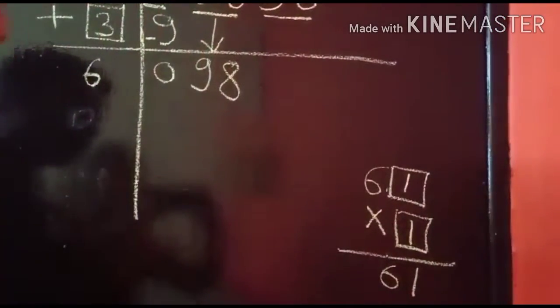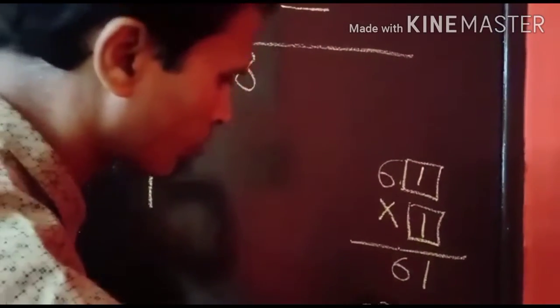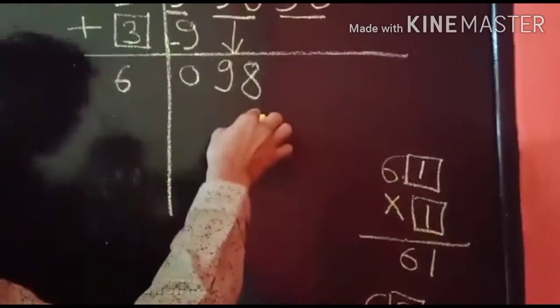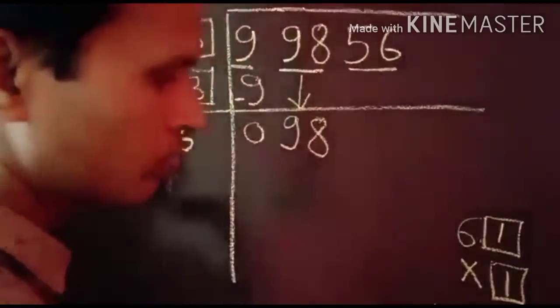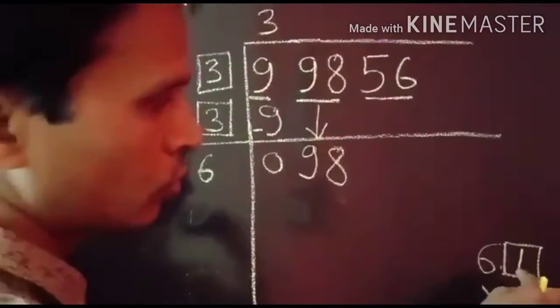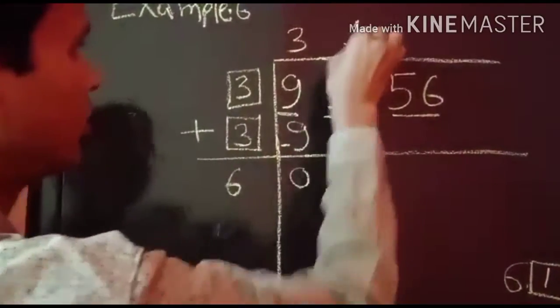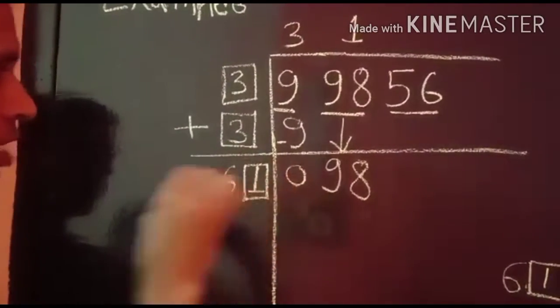We got here 61. Again you try for 2. 2 4s are 8, 2 6s are 12, 124. So we are observing here 98 is there, and 124 is more. So here we can't write 2. So our next answer is 1. We will write here 1 and this is our next answer. That is why I am writing it inside the box.